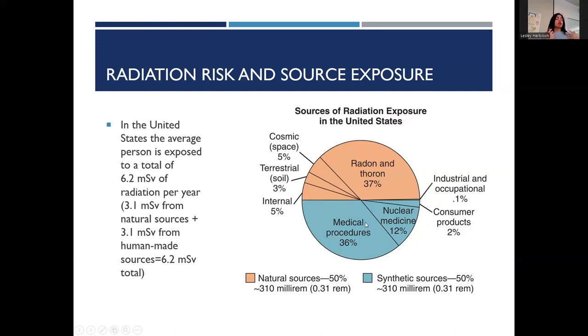Just depending on what people do and what foods they eat, it varies. If you tend to eat a lot of bananas and Brazil nuts, you're going to have more radiation per the book. Those are some examples.